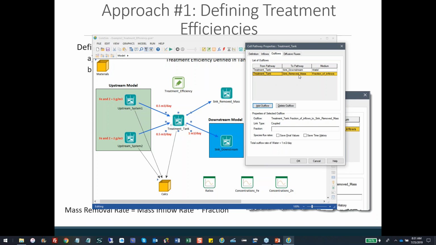And when we have a fraction of inflows link here, we need to specify our treatment efficiency, and that's what I've done. So now what's going to happen is I've just told GoldSim to sum up all the mass that's coming in and take 0.9 of the first species and 0.99 of the second species, that's my treatment efficiency, and send it to this mixing cell. The rest of the water just goes in this direction. Okay?